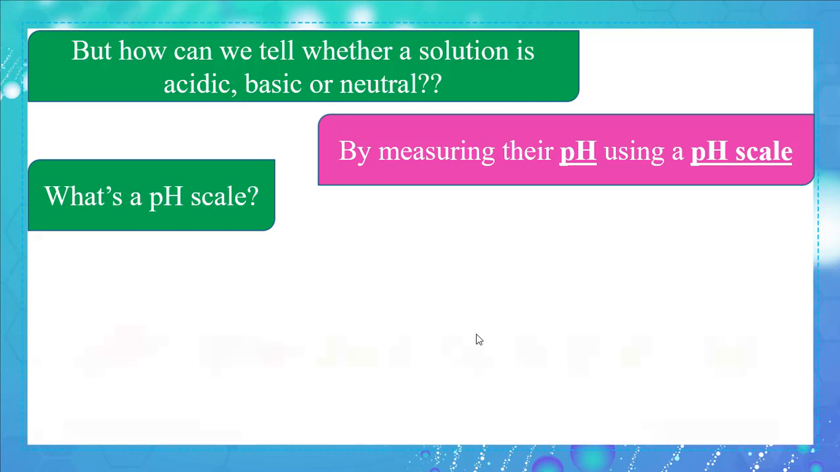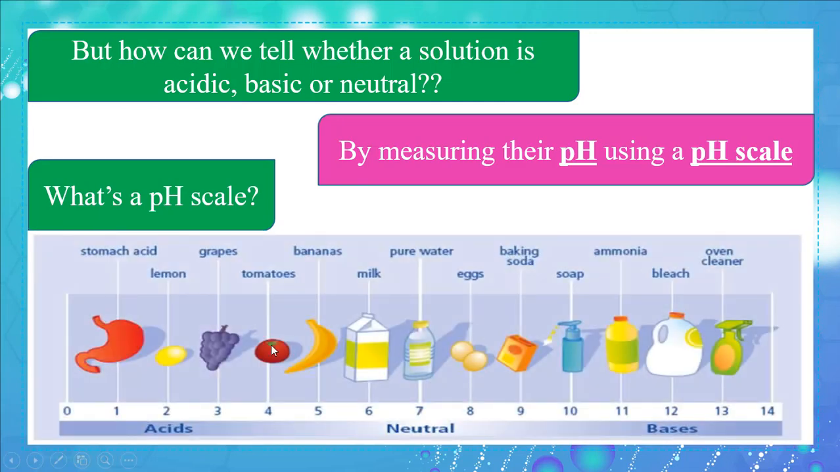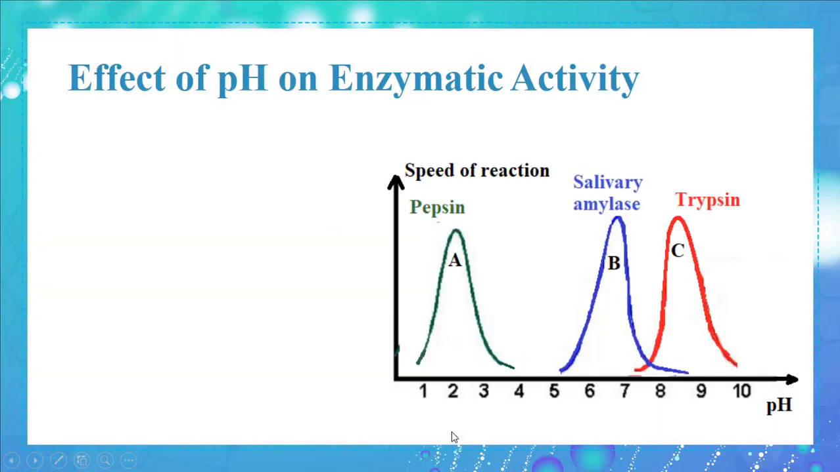What's a pH scale? This is a pH scale. It's a scale of numbers from 0 to 14. pH values lower than 7 correspond to acidic solutions. pH values higher than 7 correspond to basic solutions, and pH values equal to 7 correspond to neutral solutions. We will now study the effect of pH on enzymatic activity.